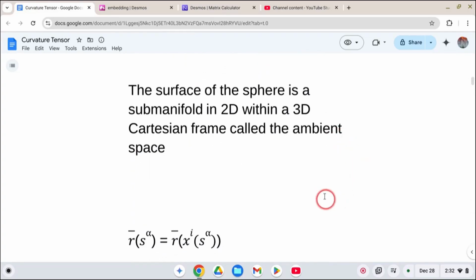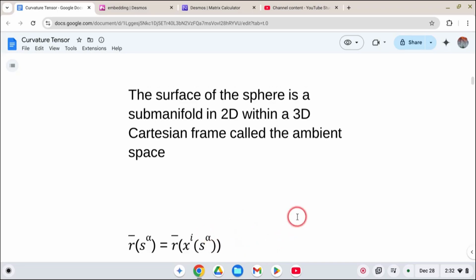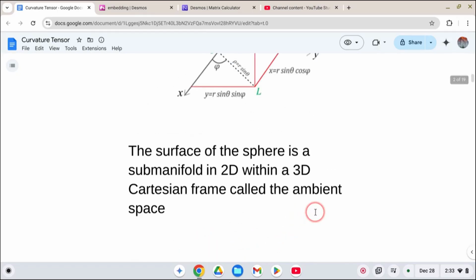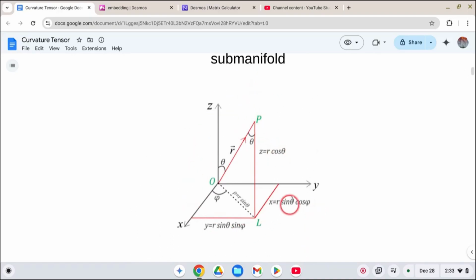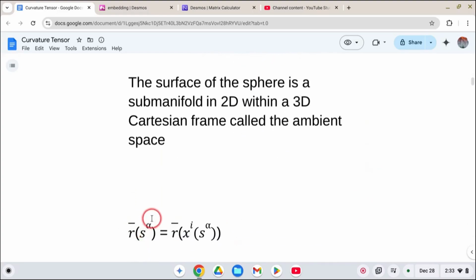Okay. Now, here's the way I understand this, and jump in on me if I'm wrong. Okay. We can use the parameters on the submanifold, the surface of the sphere. We're going to call those the surface coordinates. So that vector can be a function of the surface coordinates. The vector can also be, and is, a function of the ambient coordinates, but the ambient coordinates can also be a function of the surface coordinates. So we've got two arguments here, okay?